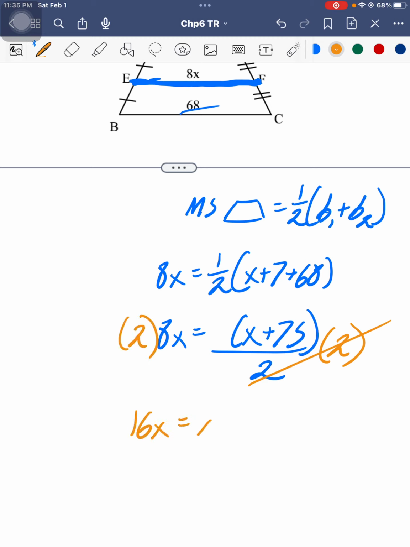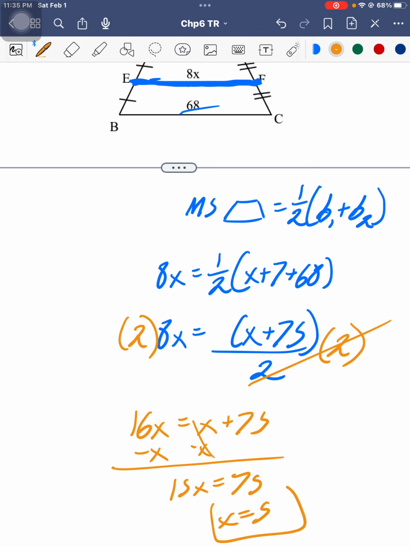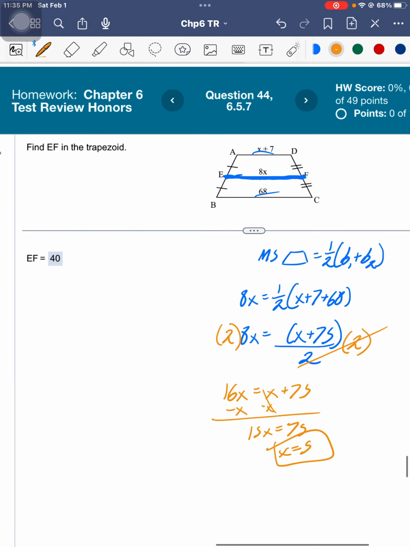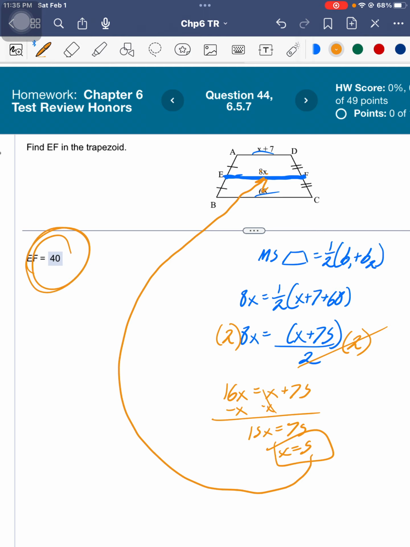So 16x equals x plus 75, minus x, minus x. 15x equals 75. Which is what, 5, right? I think it's 5. Yeah, x equals 5. So now let's plug that into here to find the mid-segment. What is 8 times 5? 40.